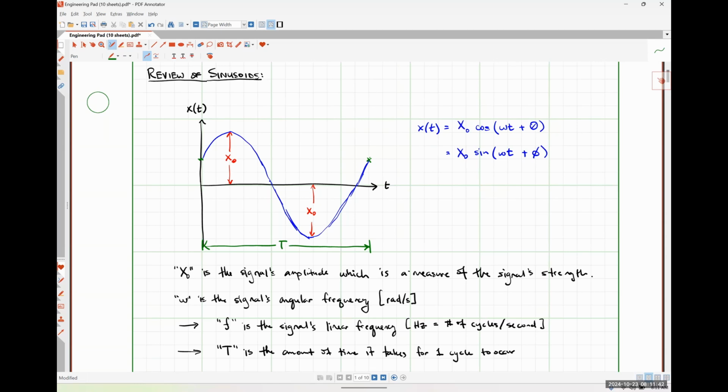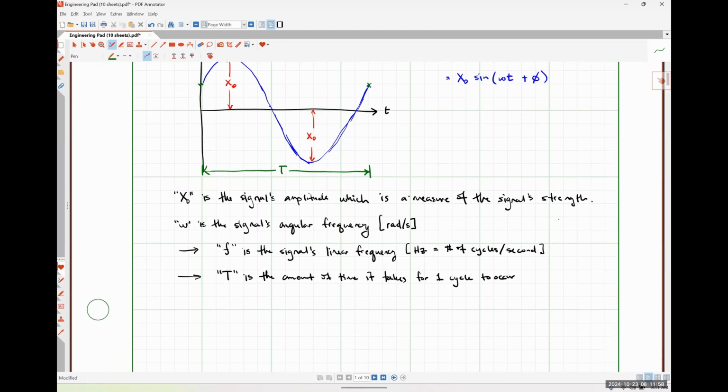So capital T period, lowercase f linear frequency, and lowercase omega angular frequency are all related to each other, okay? So capital T is something that we can observe from our graph. And it turns out that since capital T is the amount of time it takes for one cycle to occur, then that is the same thing as 1 over our linear frequency, because that's the number of cycles that occur in 1 second, okay?